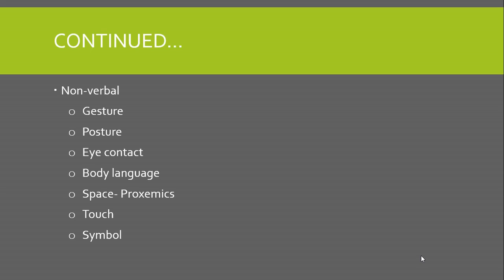Touch. Touch is a widely used form of nonverbal communication tool. By touching, one can express a wide range of emotions. However, the accepted modes of touch vary depending on the gender, age, relative status, intimacy, and cultural background of the persons. Symbol. A symbol is something which represents an idea, a physical entity or a process but is distinct from it. The purpose of a symbol is to communicate meaning.